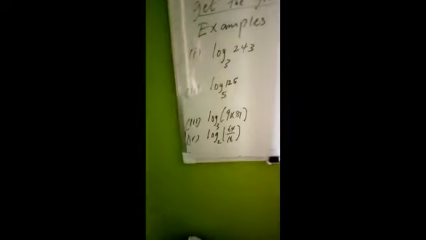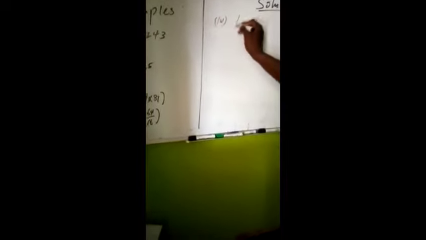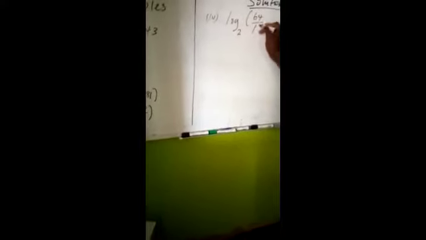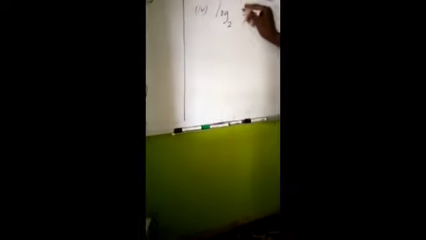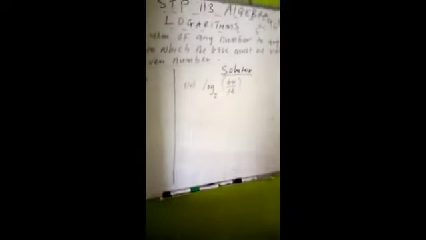Then coming to number 4, that is number 4. So see how to do it now. We follow the same procedure. Then here we have it as log 2 of, in bracket, 64 divided by 16. Log 2 of 64 divided by 16. So that is the solution for this number.